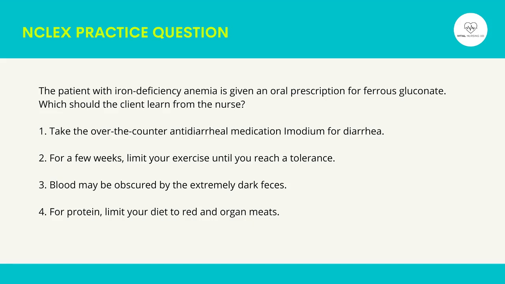1. Take the over-the-counter anti-diarrheal medication Imodium for diarrhea. 2. For a few weeks, limit your exercise until you reach a tolerance. 3. Blood may be obscured by the extremely dark feces. 4. For protein, limit your diet to red and organ meats.